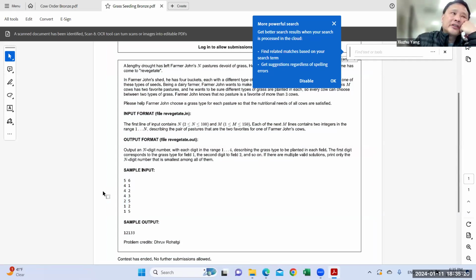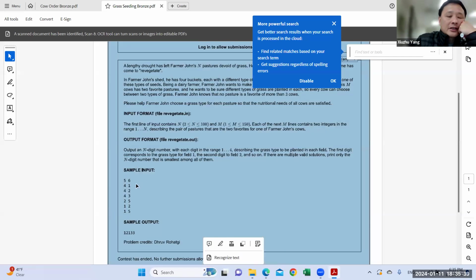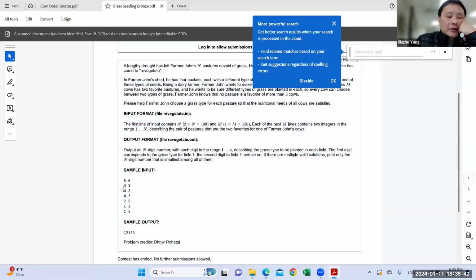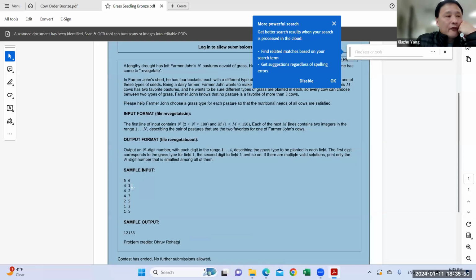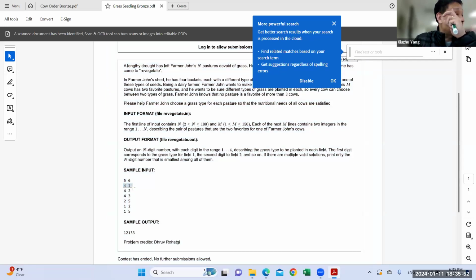But do you have any question on this? Does it make sense or not? So like 1 cow can only go to 2 fields. Yeah. So let's say this is 1 cow. It will only eat grass on pasture 4 and pasture 1. And this cow will only eat grass on pasture 4 and pasture 2. So that means pasture 4 and pasture 1 cannot have the same kind of grass, and pasture 4 and pasture 2 cannot have the same kind of grass.